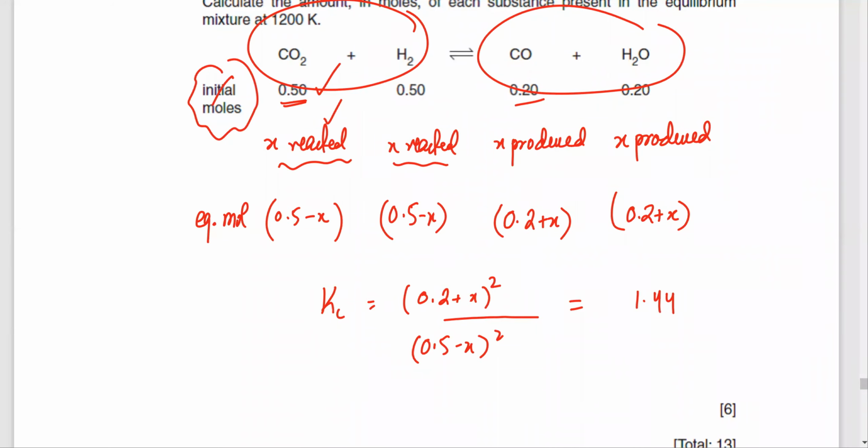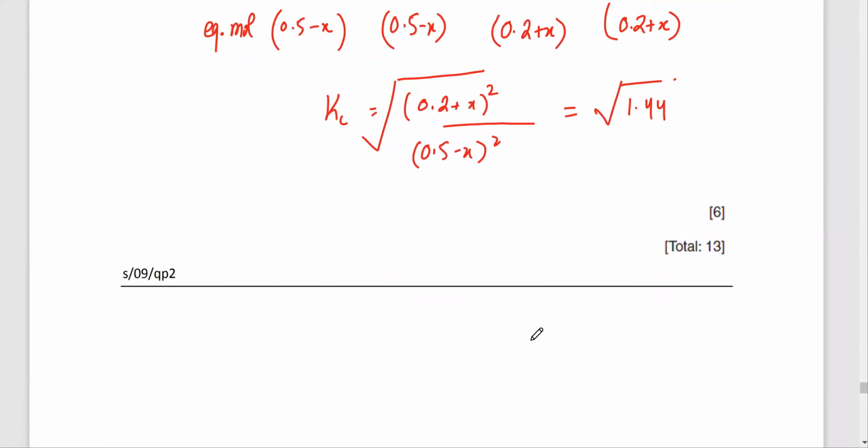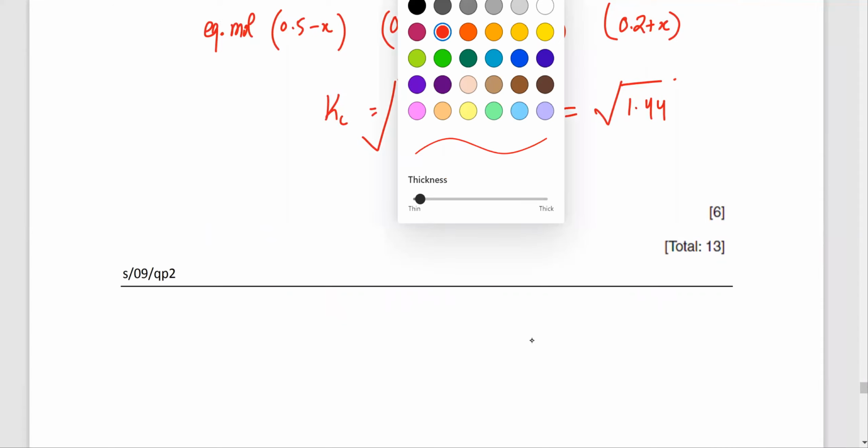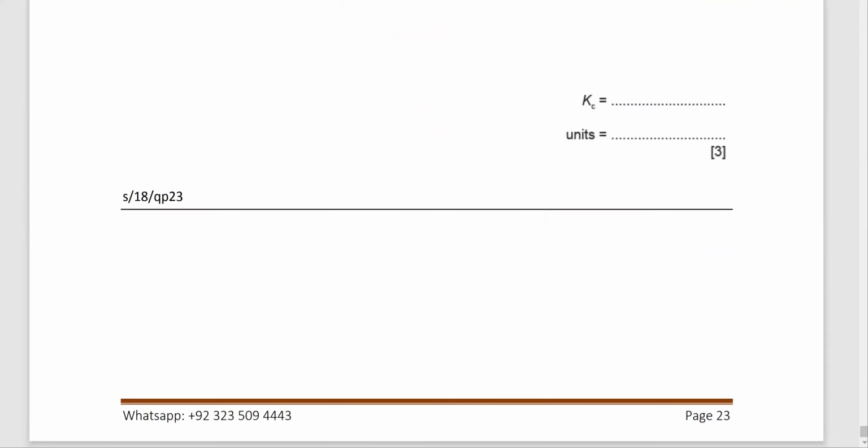Now what you can do is you can take the square root of the whole thing, get rid of the square. You can be careful with the calculation that you do. If you get rid of the square, I'm just going to keep it as 1.44 under root. Remember, this would become 0.2 plus X. I mean, the square term is going to get cancelled out. And it would be 1.44 under root. Just sorry, 1 second, I lost.